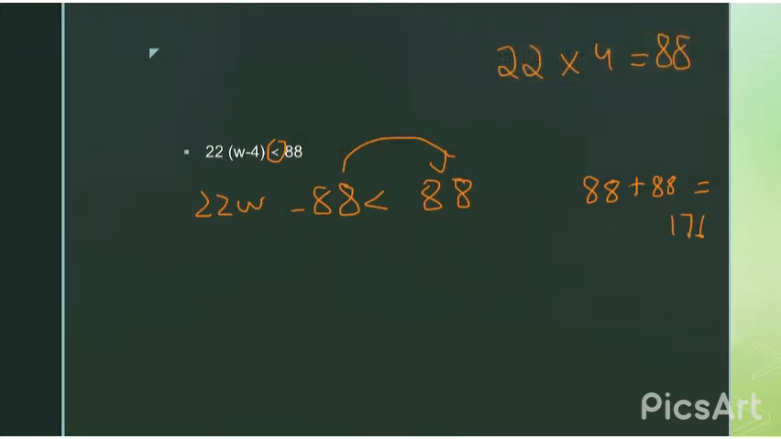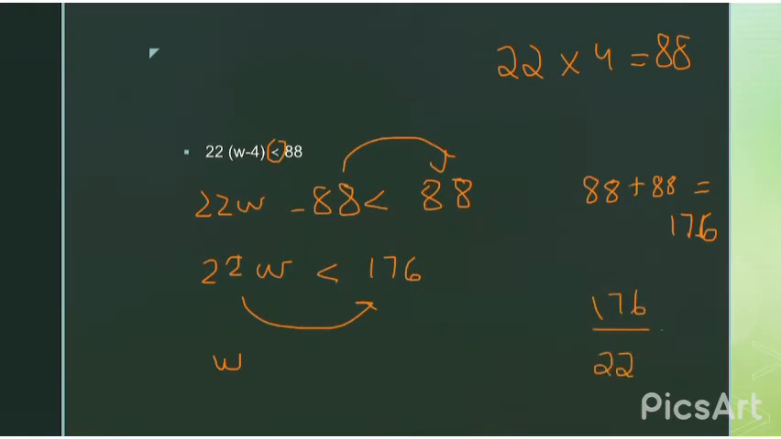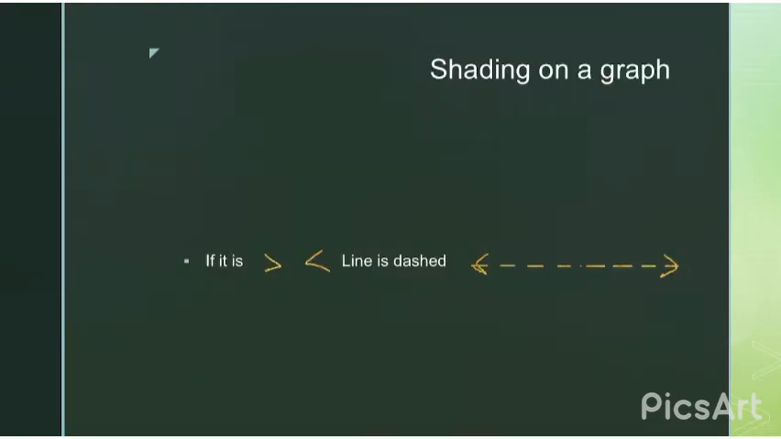And then we get 22w less than 176. So we have to make the w alone. So we do 176 divided by 22, and the value is 8. So here we get w less than 8. So we're done with solving these inequalities. Now let's see the shading on a graph.